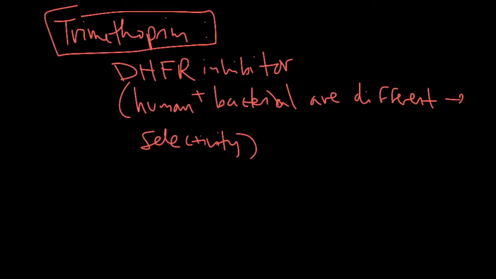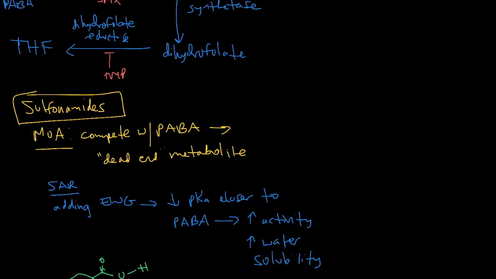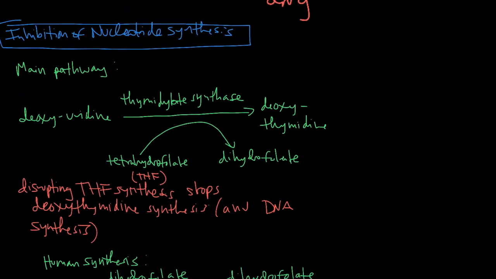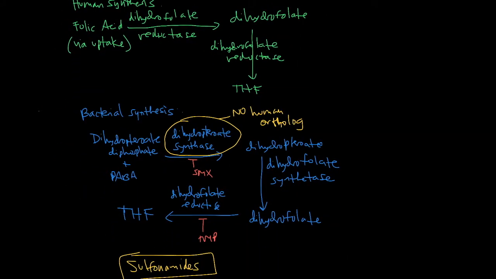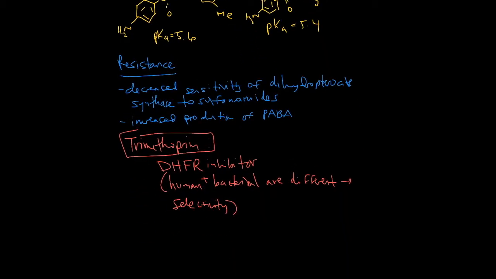So, remember that trimethoprim is another nucleotide synthesis inhibitor, and this works by inhibiting dihydrofolate reductase over here, like I labeled. Trimethoprim inhibits dihydrofolate reductase, so it's a dihydrofolate reductase inhibitor. And bacterial DHFR is different enough from human DHFR to convey selectivity. So trimethoprim won't really act on human DHFR, and therefore you have bacterial selectivity.